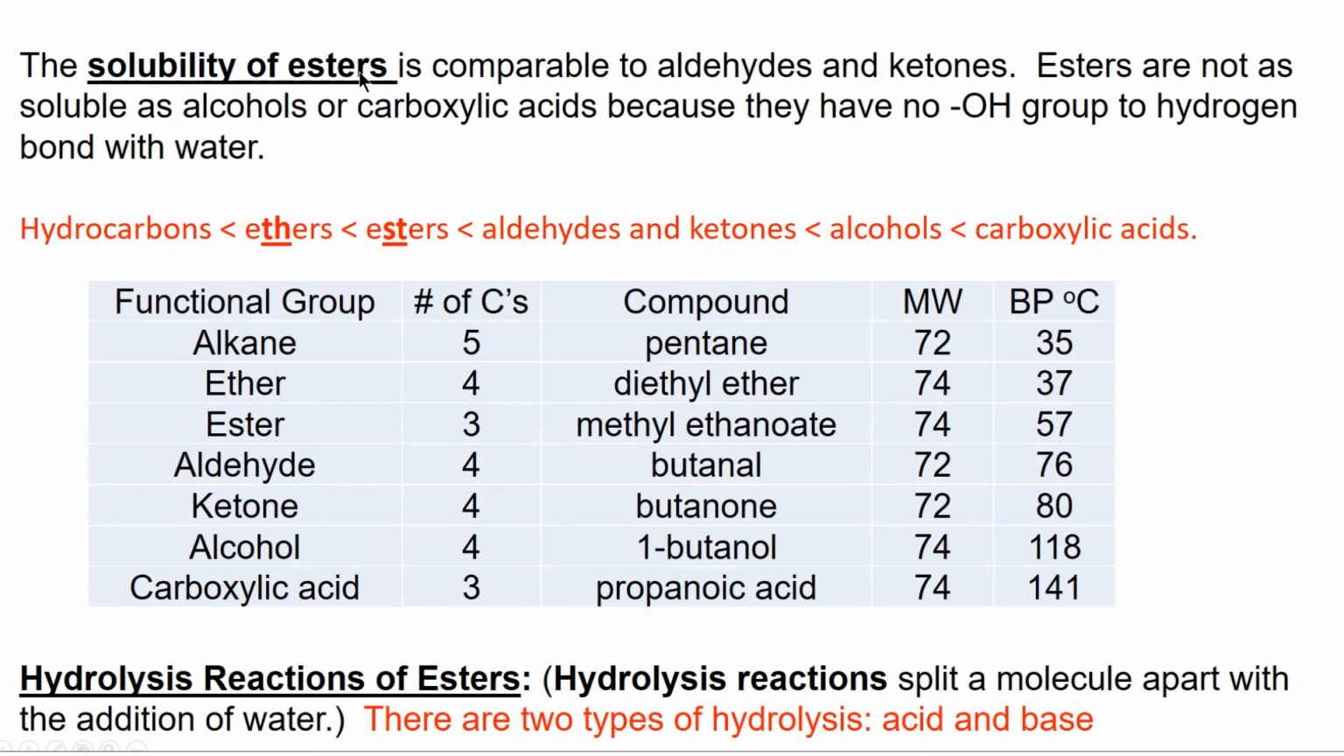All right, so solubility of esters. They are going to be slightly more soluble than ethers. So hydrocarbons, ethers, then esters. Again, the way that I remember it is esters. S, if you do it in the reverse direction, kind of looks like a 2. So esters are the ones with 2 oxygens, then aldehydes, ketones, alcohols, and carboxylic acids.